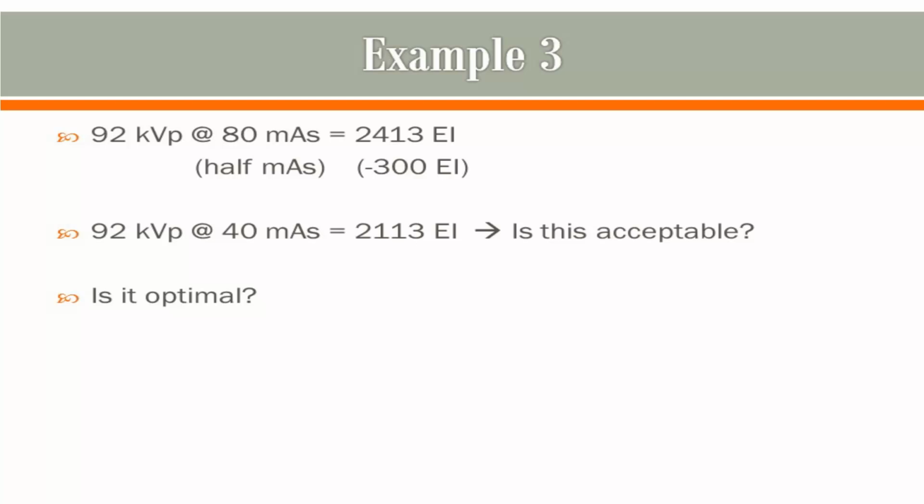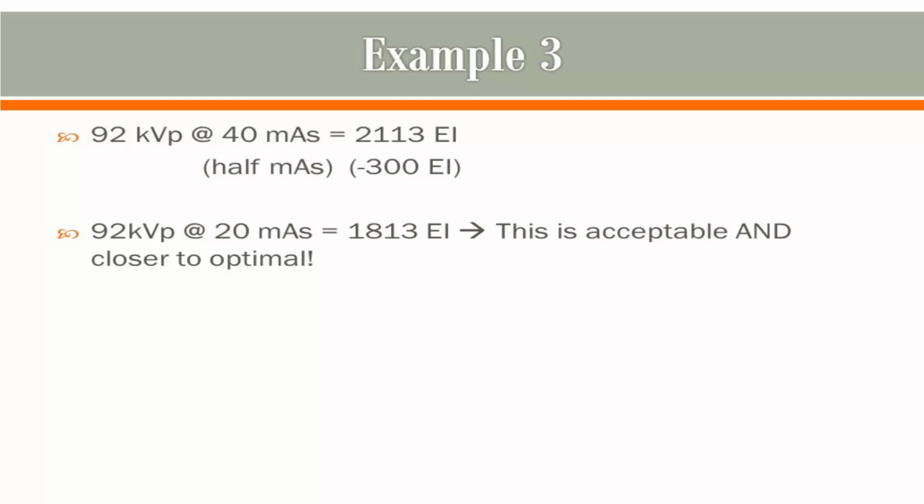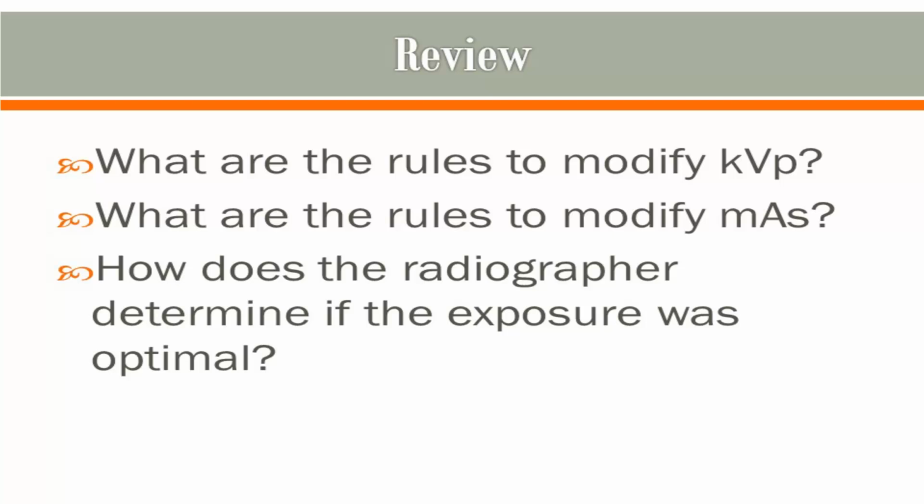But is it optimal? No, this would not be considered optimal. We can further reduce the overall exposure by again cutting the mAs in half and decreasing the EI by 300. This now brings our technique to 92 kVp at 20 mAs, resulting in an EI of 1813, and this is acceptable and closer to optimal. Remember, our goal is to use as little radiation as possible to produce an adequate image in order to adhere to ALARA. So let's take a moment to review.